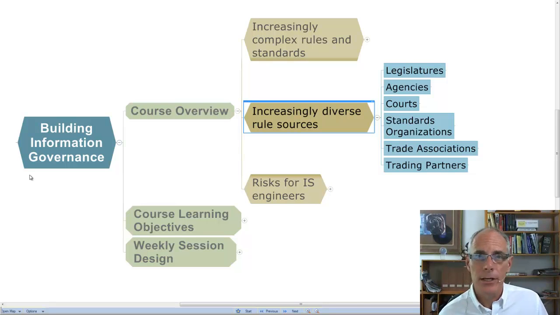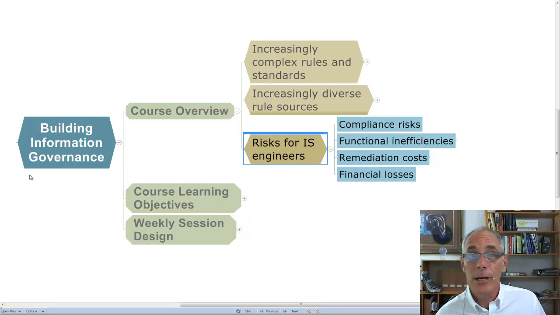Not only legislatures who are trying to keep up with technology, but the agencies, the courts, but also sources of rules which are not typically considered. Standards organizations, trade associations, the requirements of trading partners often expressed in contracts. Ultimately, if these rules are not navigated, understood, and taken into account as you design and manage your projects, the reality is there's some very serious risks. Not only compliance risks, but functional inefficiencies, remediation costs, financial losses.